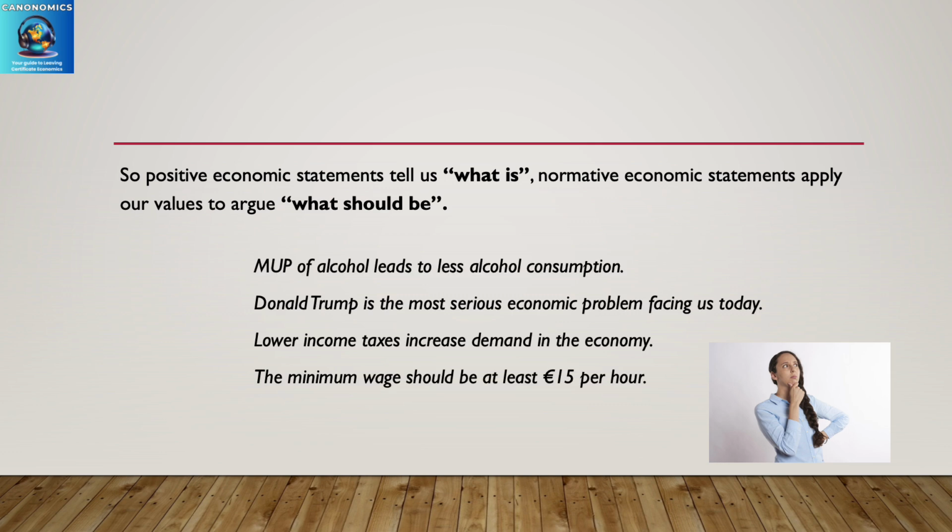Look at the following statements. Pause the video for a second or two and see, can you tell which are positive and which are normative? Minimum unit pricing of alcohol leads to less alcohol consumption. Well, we can measure alcohol demand, and therefore we could see what happens to alcohol demand when minimum unit pricing is introduced. So that is a positive statement. Donald Trump is the most serious economic problem facing us today. I'm sure there are a lot of people that think that, but it is an opinion. Some people will think climate change or other things are bigger threats. So that is a normative statement.